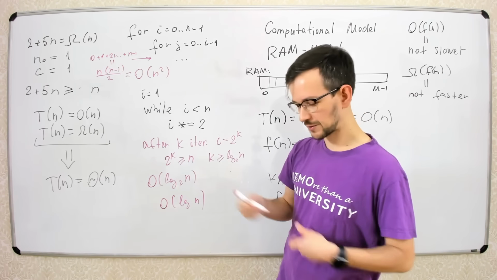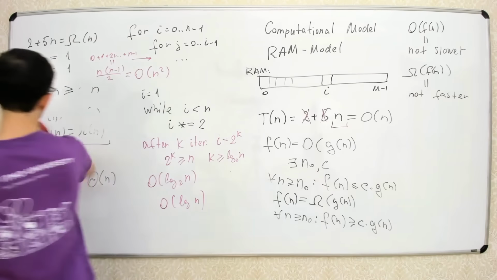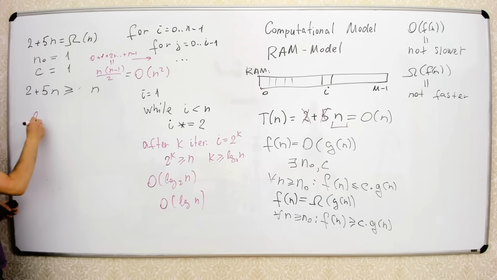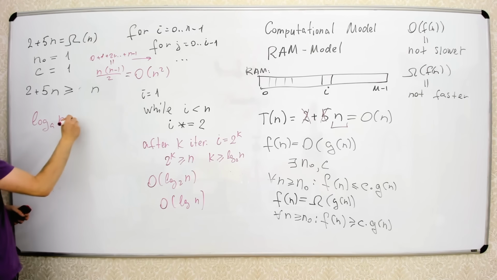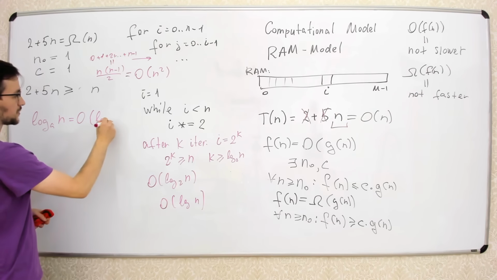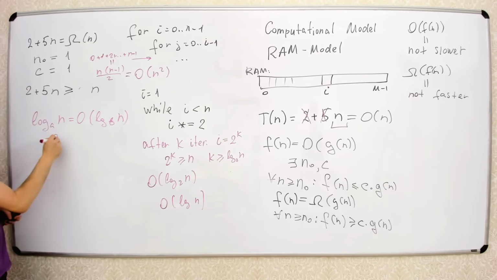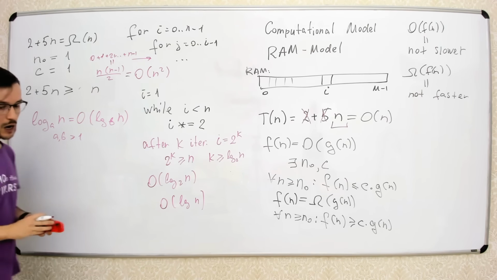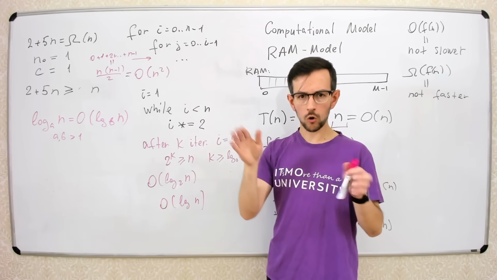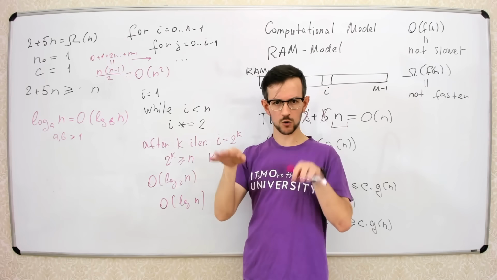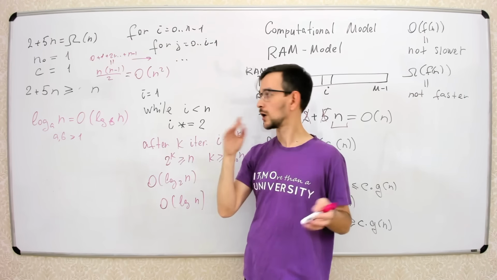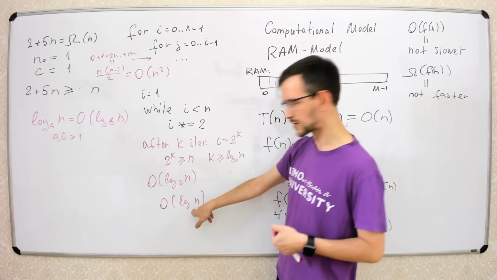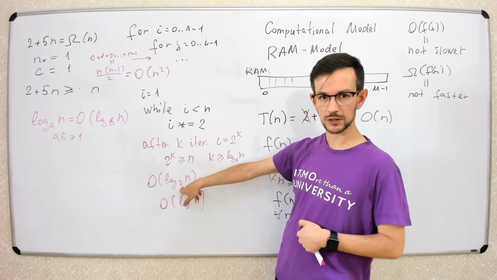So, for example, let's try it here. You have log base a of n is big O of log base b of n for any a and b greater than 1. So all logarithms only change by a constant, so they all grow at the same speed. So when I write big O of some logarithm in the future, I will just omit the base of the logarithm.